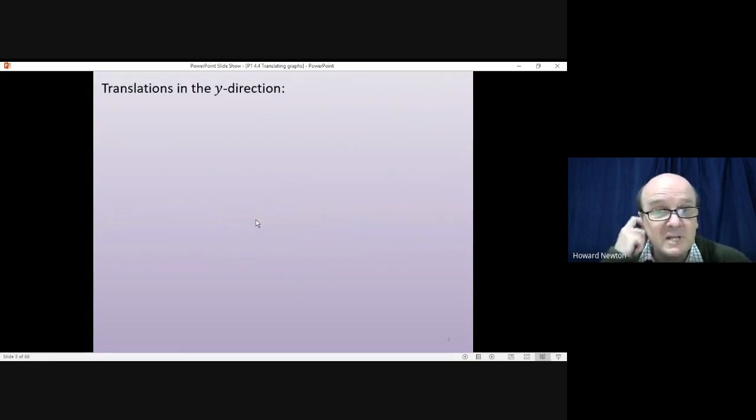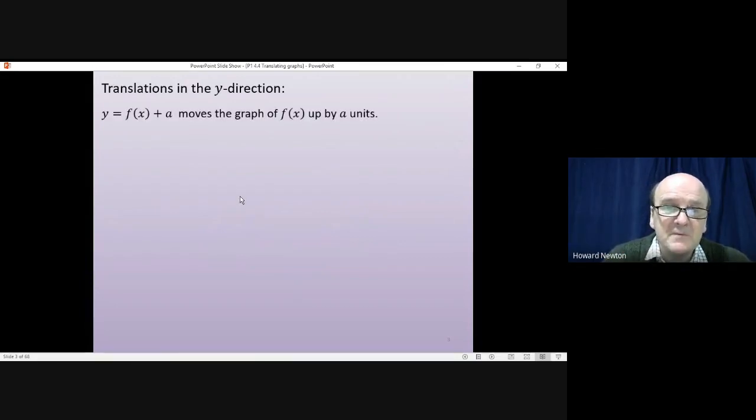First of all, we'll look at translations in the y direction. If you have y equals f of x plus a, that's saying you've got some function and you're going to add a to it. So you're adding a to the y values, and that moves the graph in the y direction upwards by a units. It's what you would expect to happen. It's a translation of the graph of f of x by the vector 0, a.